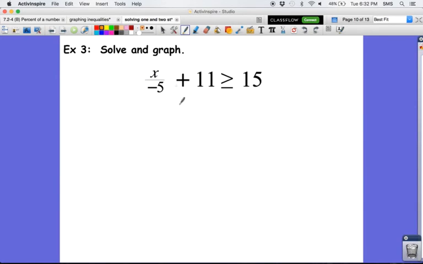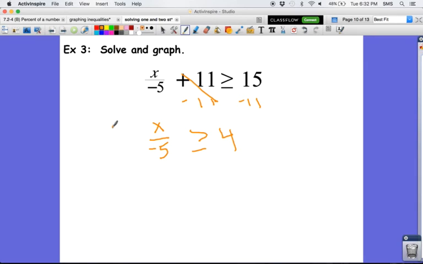So I want to get rid of my addition and my subtraction first. So I'm going to subtract 11 from both sides. These go away. I still have x divided by negative 5 is greater than or equal to 15 minus 11 is 4. Now, because I have division, I want to get my x by itself, so I've got to get rid of this divided by 5.